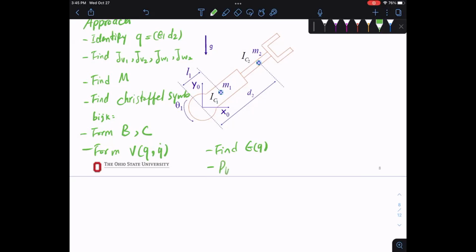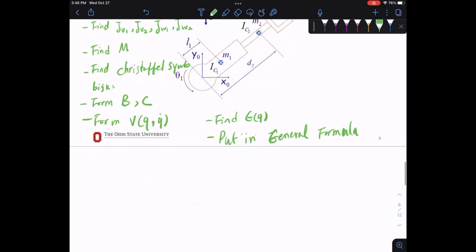So we put in, why am I doing that? I'm not in a rush. You guys are in a rush. Put in the general formula. What is the general formula? M(q) q double dot plus V(q, q dot) plus G(q) is tau. You need to always write that. That is your dynamics. That is your equation of motion.